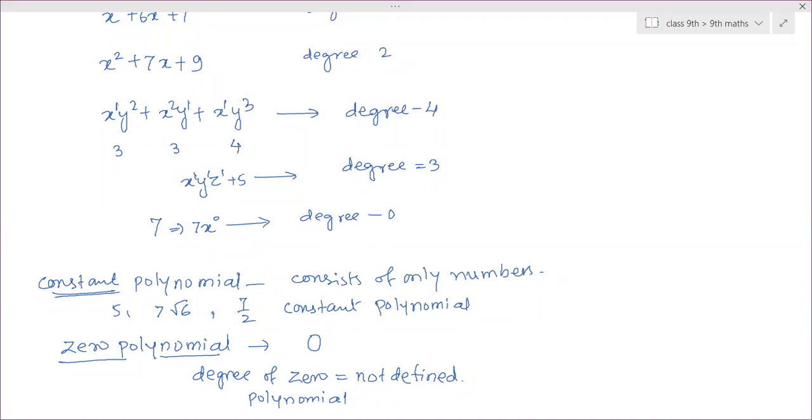Ma'am, every constant polynomial's degree is 0. Yes, because every time it is written as 5 into any variable to the power 0. So the degree is 0.